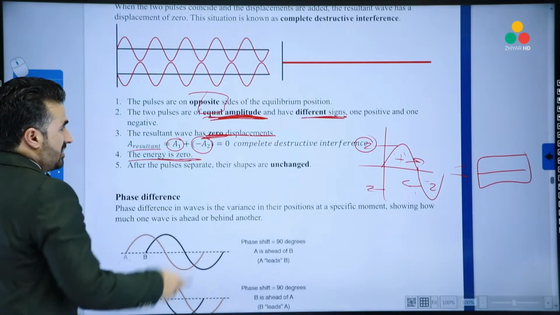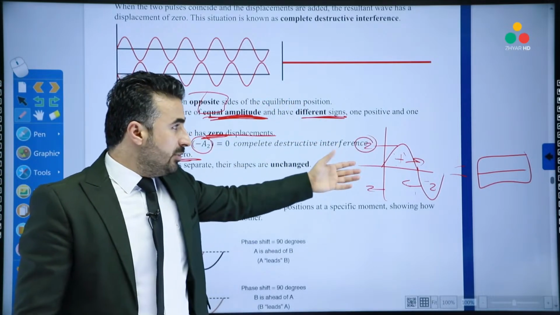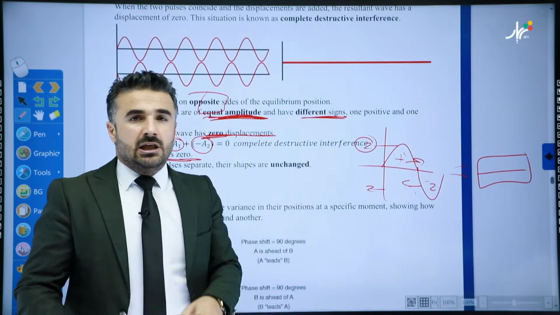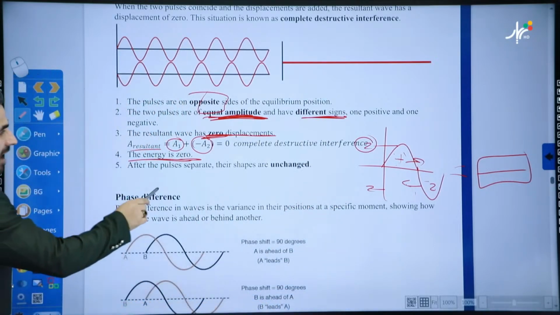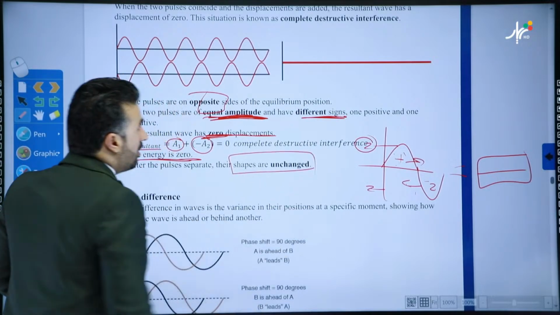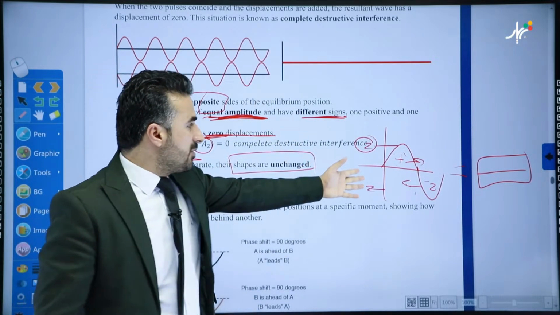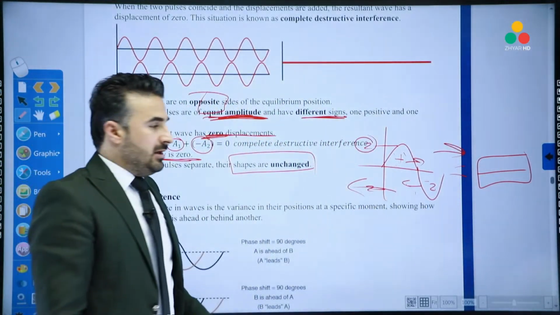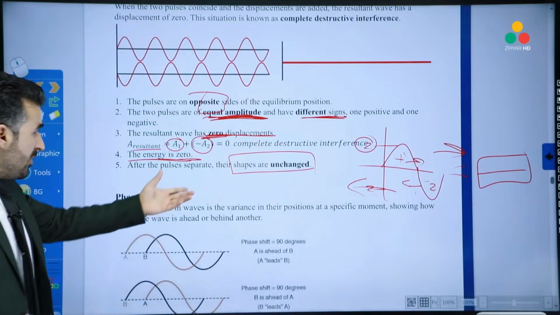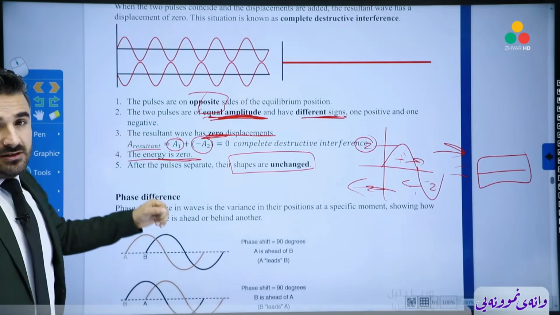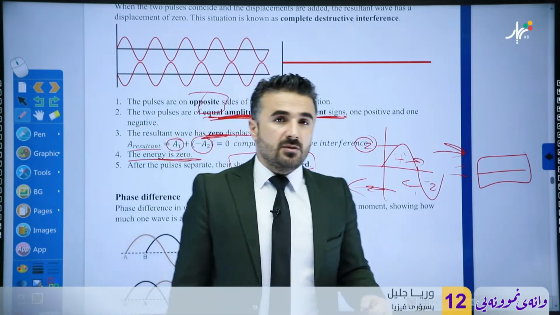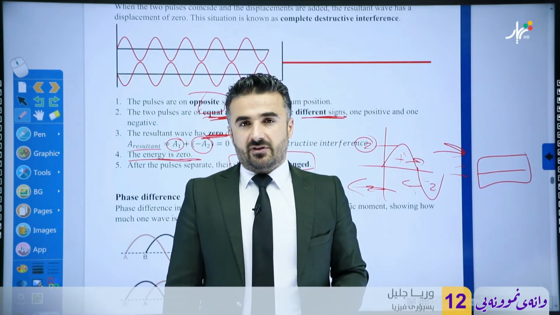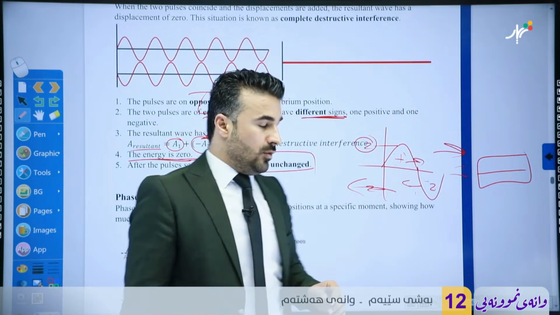The energy is zero because there is no energy left. I mean, there's no amplitude. We said energy is directly proportional to the square of the amplitude. No amplitude, no energy. It is that simple. After the pulses separate, the shapes are unchanged. Each one of these will continue its motion without being changed at all. And that is basically about destructive interference. So remember, we talked about constructive interference, we talked about weakening, and of course destructive interference as well. It's very important to make sure you practice all this.